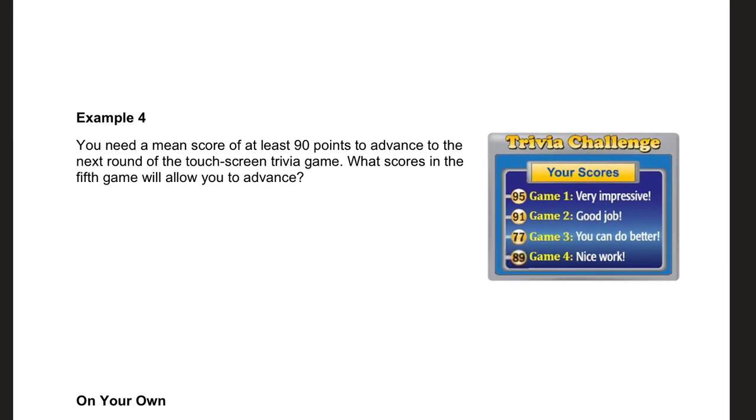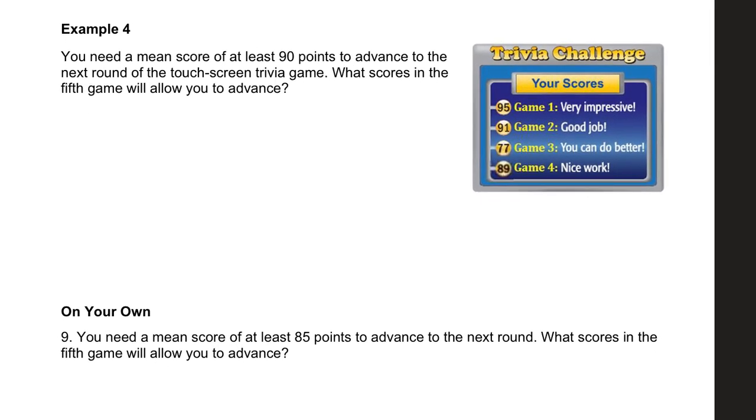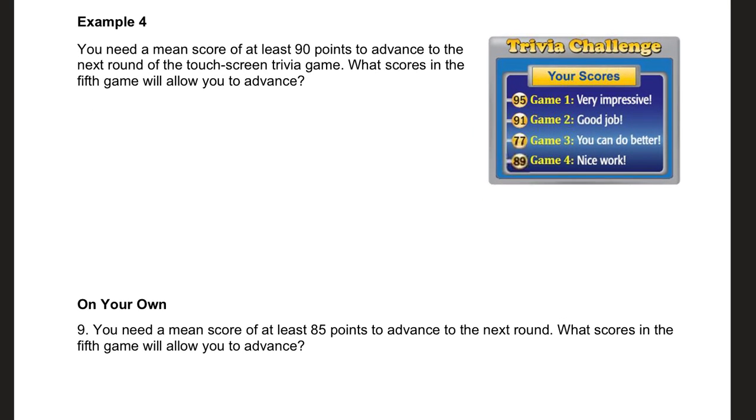Now let's look at example 4 here. Make sure you can see that. It says you need a mean score, not a nice. Ha ha ha. No, just kidding. Mean means average. So if you need to, you can say this is average. Score of at least 90 points to advance to the next round of a touchscreen trivia game. What scores in the 5th game will allow you to advance?